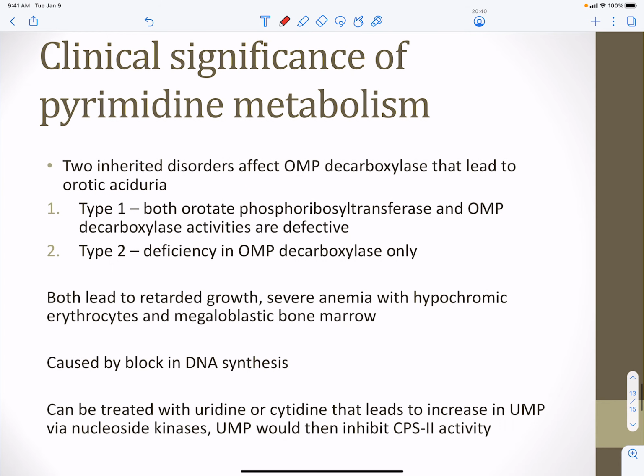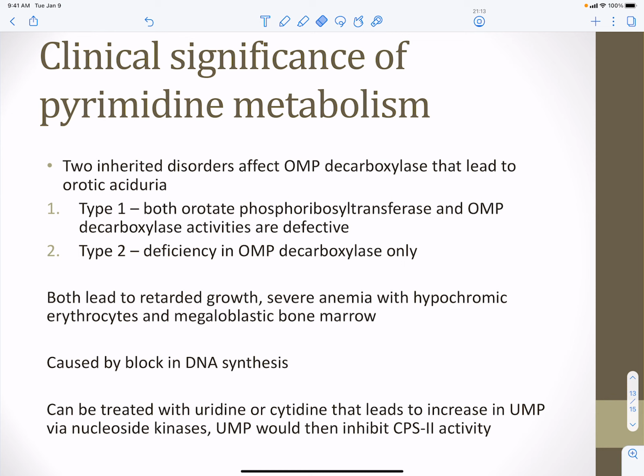So there is some clinical significance with this. They are the disorders that affect that OMP decarboxylase that led to the orotic aciduria. Type 1 is where the orotate phosphoribosyltransferase and the OMP decarboxylase activities are both defective. In type 2, the deficiency is only in the decarboxylase, but both have the same effect. They cause a block in DNA synthesis. You don't get your pyrimidines made.